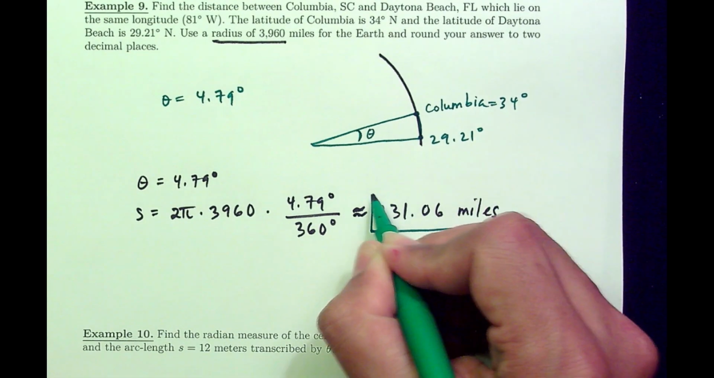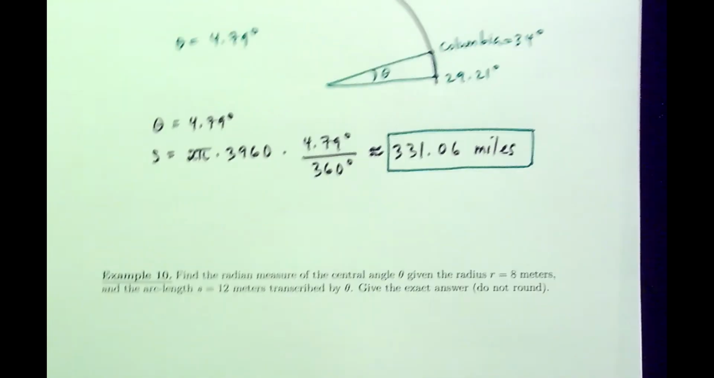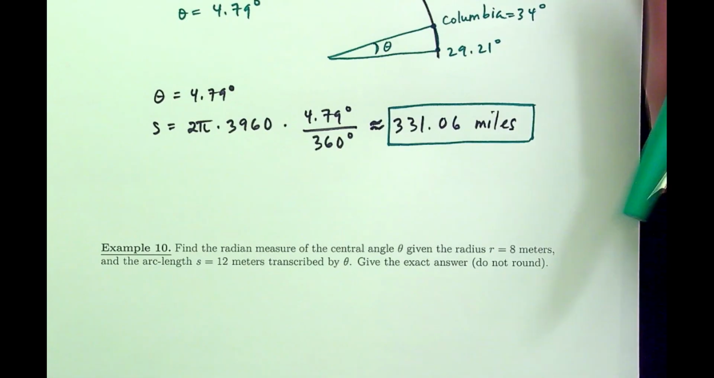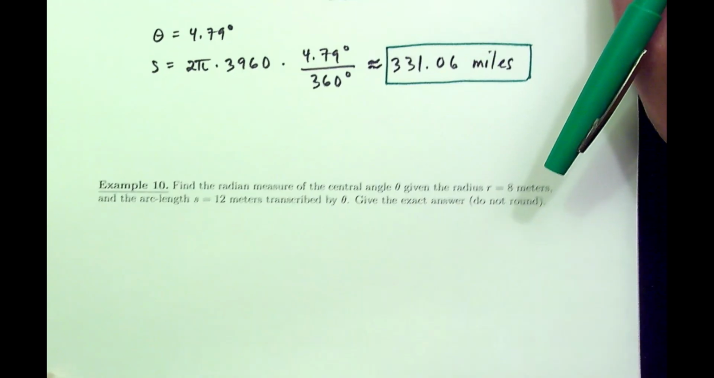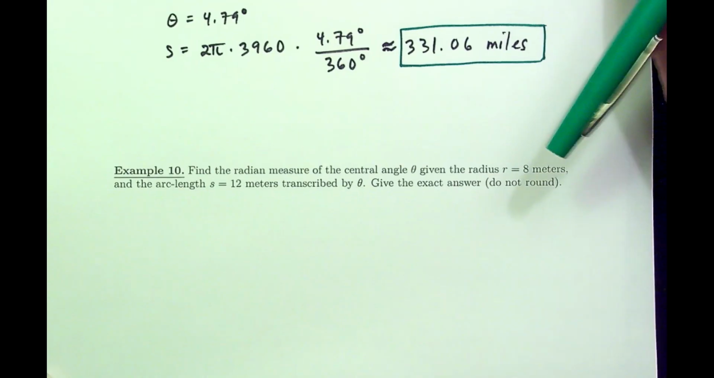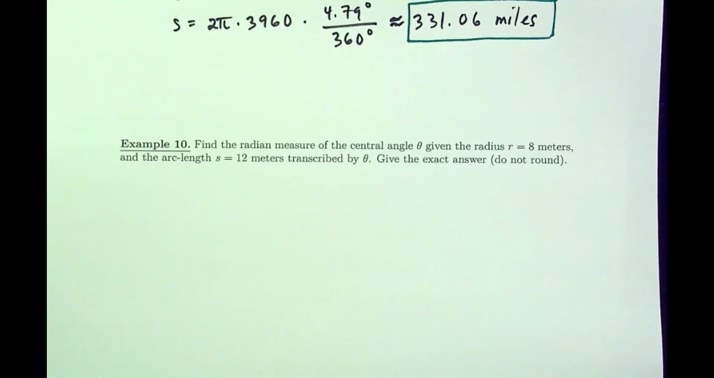So given the coordinates, you can figure out the distance between two cities if they're on the same longitude. Something similar could be done if they're on the same latitude. Okay. All right, and here's the last variation of a problem that you could encounter. This one is like going a little bit backwards. In this particular problem, they give you the arc length and the radius, and you have to figure out the angle.